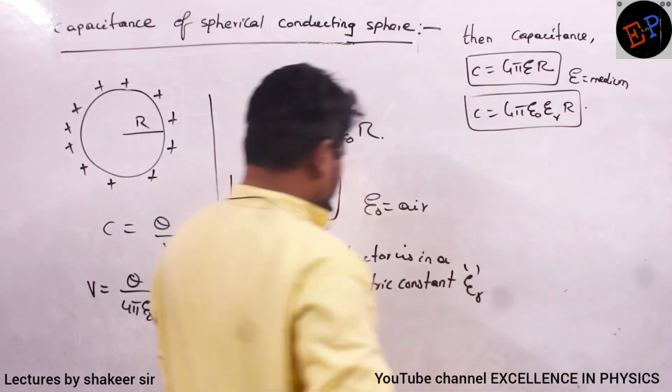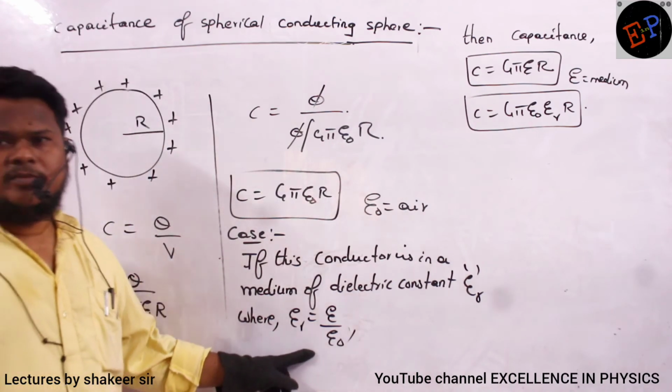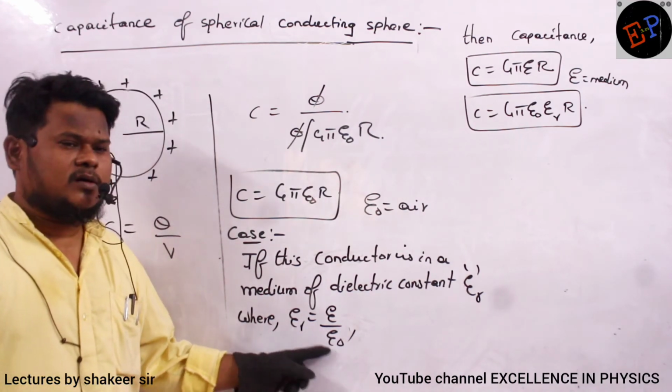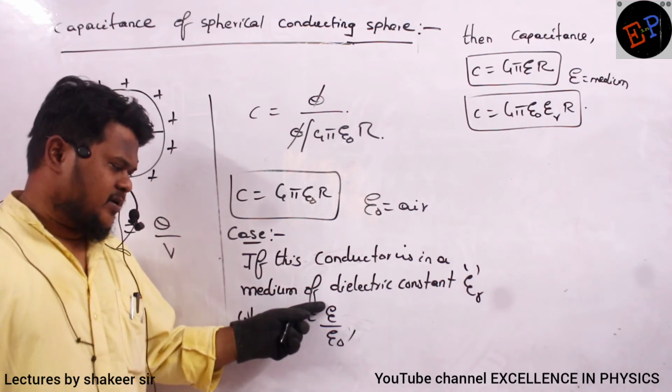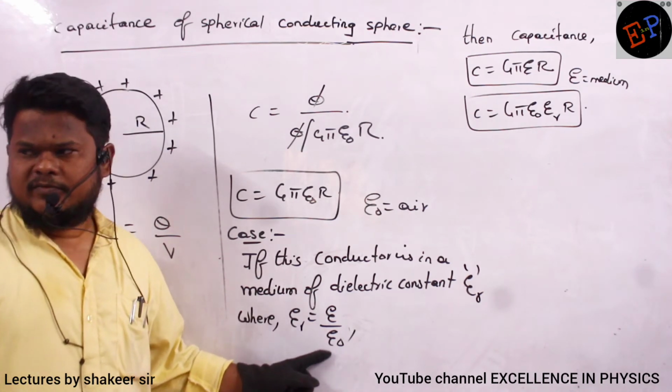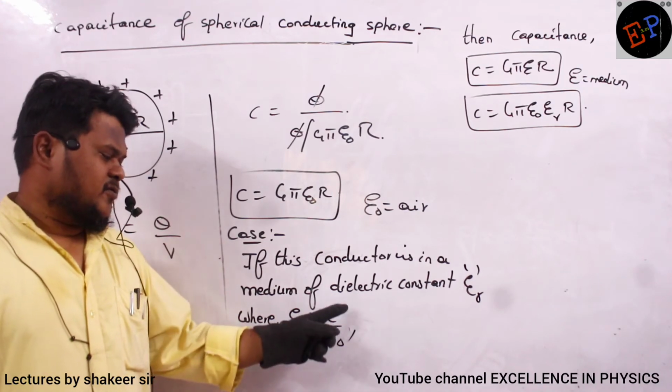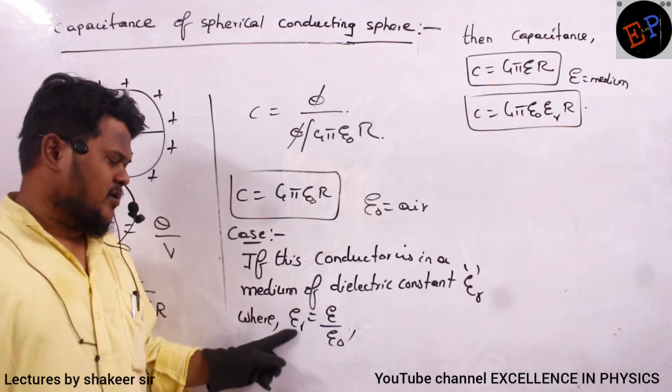But we have this relation. What is the relation between epsilon, epsilon naught and relative permittivity? Relative permittivity is the permittivity of the medium divided by the permittivity of free space. So therefore epsilon, I can write as epsilon naught into epsilon R.